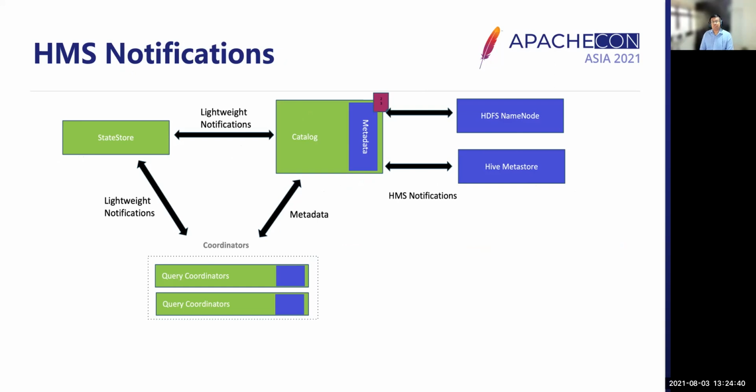The way that all of this works, it works via something called Hive Metastore notifications. What we do is, when the coordinators do any metadata operations, they generate HMS notifications, and these HMS notifications are distributed throughout the cluster. By processing these notifications, the coordinators are made aware of what changes have happened in the cluster. For example, a table has been created, a table has been dropped, a partition has been added, a partition has been dropped.